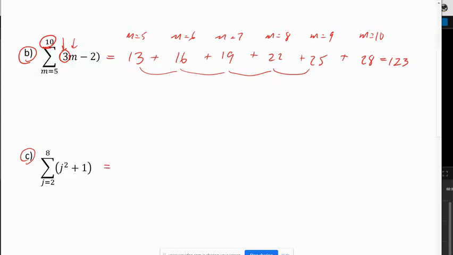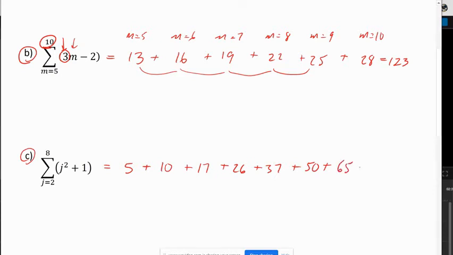Okay, when you plug in 2, we're starting with j equals 2, so that's the first number we're going to plug in. When we plug in j equals 2, we get 2 squared plus 1, so that's 5. When we plug in 3, 3 squared plus 1 is 10. When we plug in 4, we get 16 plus 1. When we plug in 5, we get 25 plus 1. When we plug in 6, we get 36 plus 1. When we plug in 7, we get 49 plus 1. When we plug in 8, we get 64 plus 1.